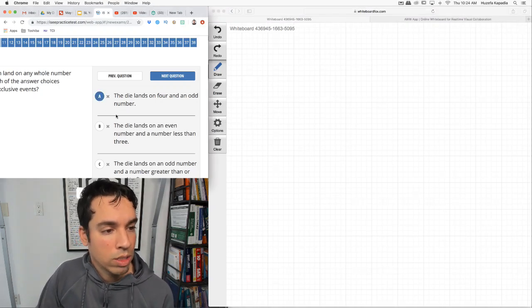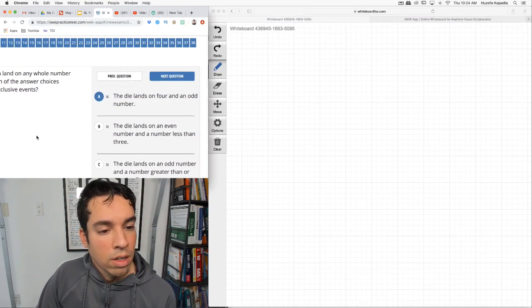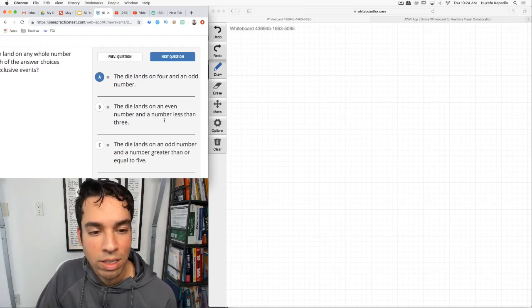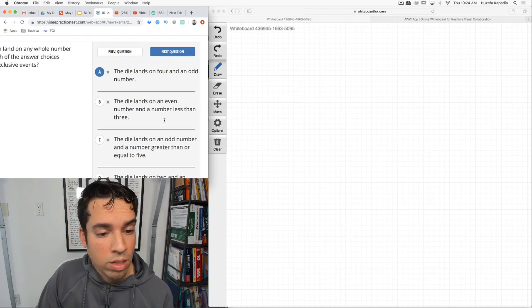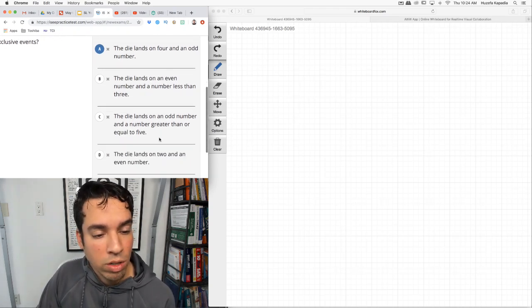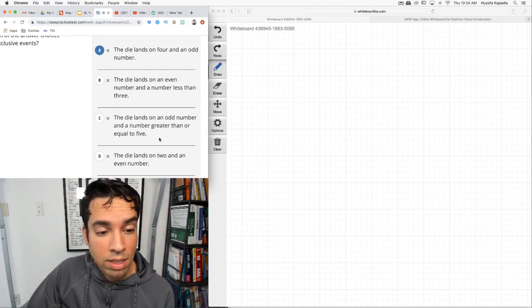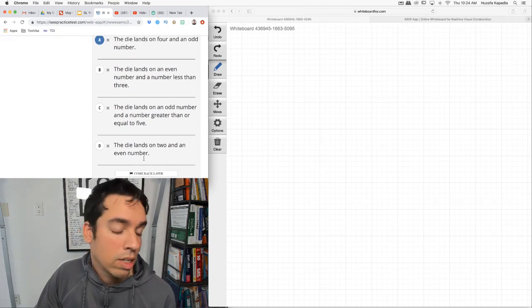Those are mutually exclusive. It says which ones do describe, right? Yeah. Next one, die lands on an even number and a number less than 3. That can happen. Those can coexist because you can land on 2. That's even and less than 3. Lands on an odd and a number greater than or equal to 5. Yes, so 5 it lands on and it's odd, done. Lands on a 2 and an even number, of course.